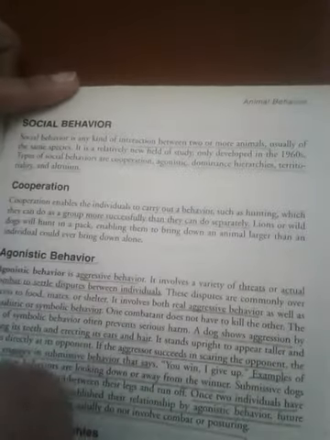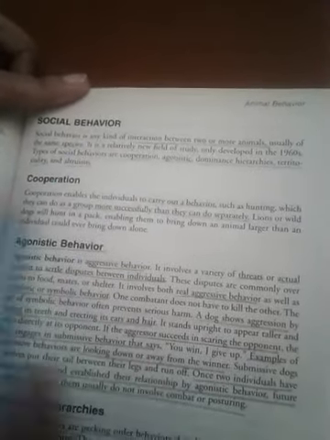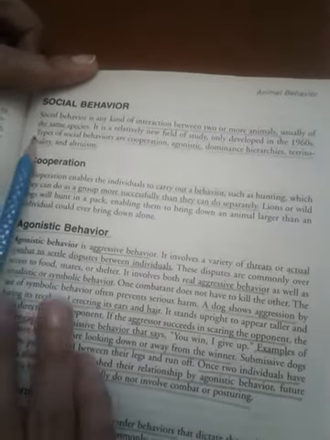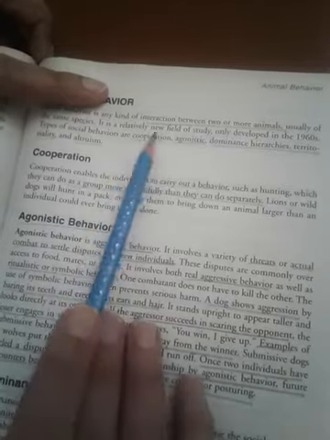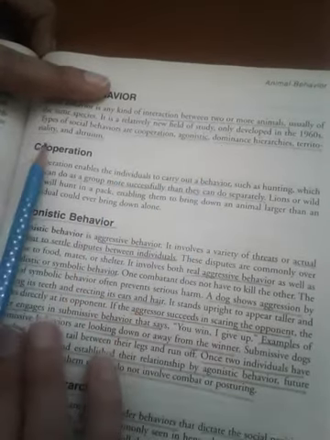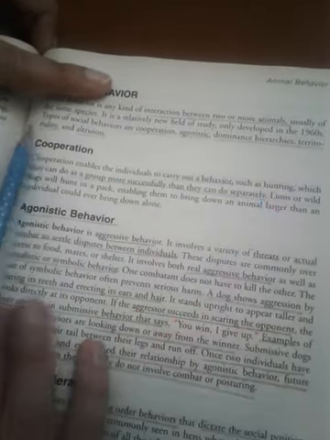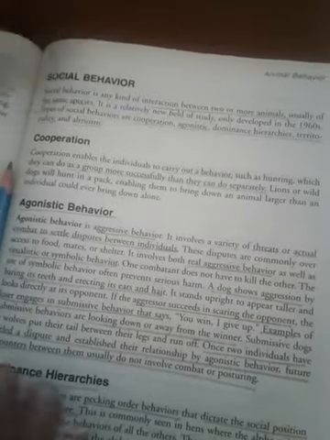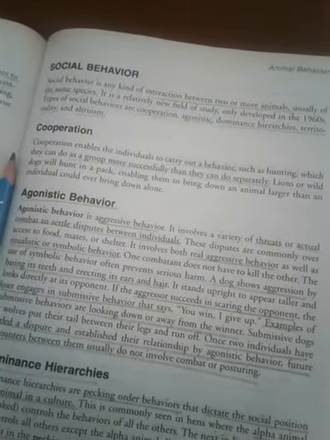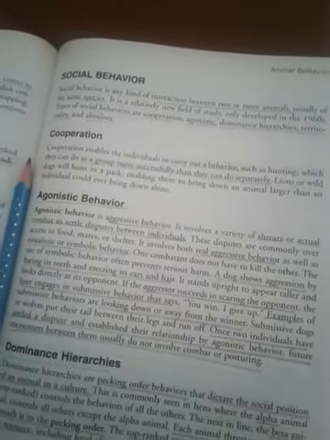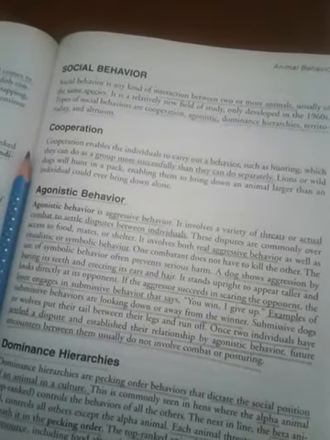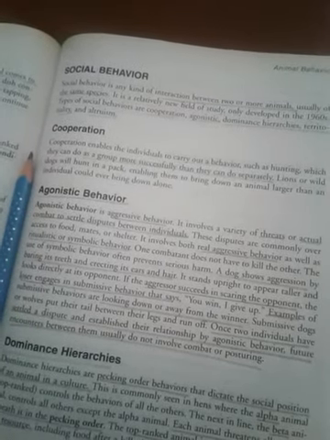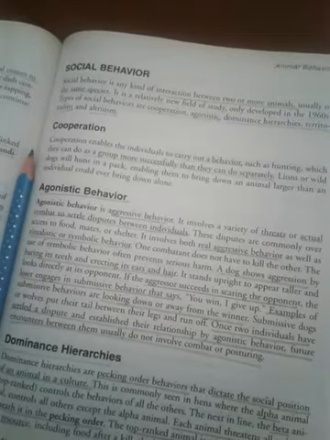We move on to social behavior. When we talk about social behavior, we're talking about interactions between two or more animals. The social behaviors are the cooperation, agonistic dominance, and territoriality and altruism. Cooperation, just as the name suggests, we need more than one individual, or the presence of more than one individual.